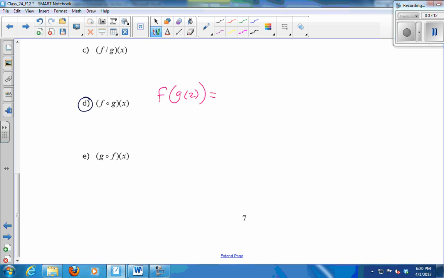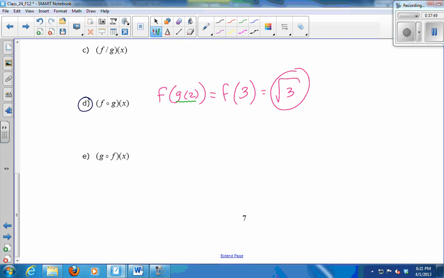So first thing I do is I work from the inside out and I try to evaluate g of 2. What is g of 2? 3. So I replace g of 2 with a 3. And then f is the square root function. So my f of 3 is going to be square root 3. My output of the composition. Does that make sense?